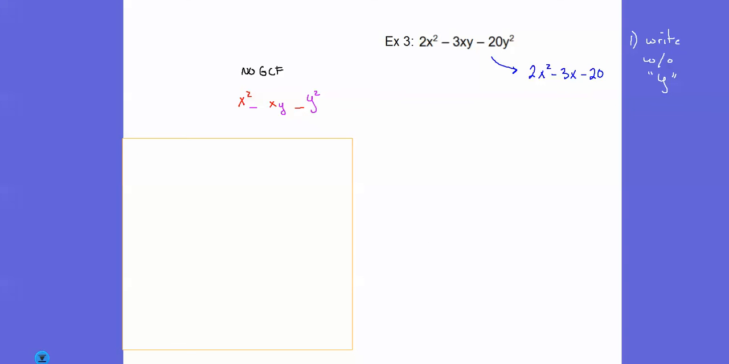What I will then do is to factor, and then lastly, the y's need to be placed. We're going to place them in the back of the two binomials.